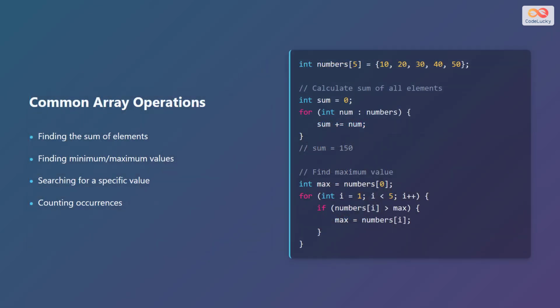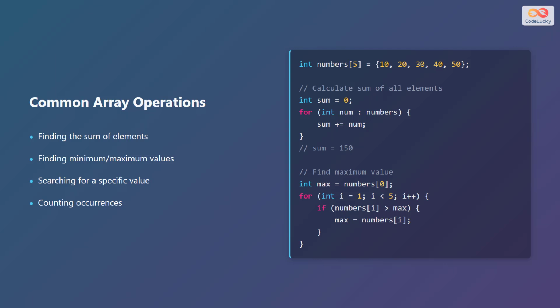Let's discuss some common array operations. Arrays are often used to perform various operations on collections of data. Some common operations include finding the sum of elements, finding the minimum or maximum values, searching for a specific value, and counting occurrences of a particular element.